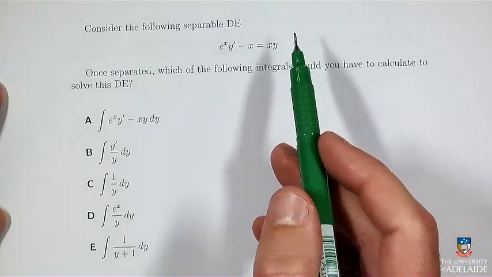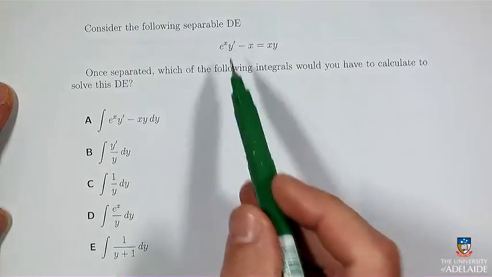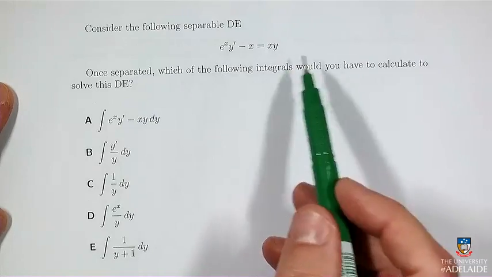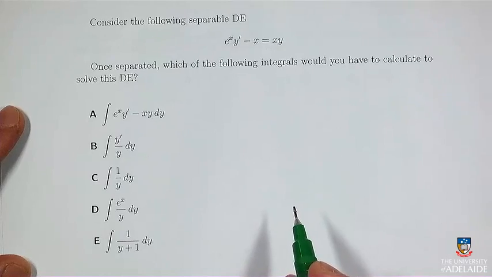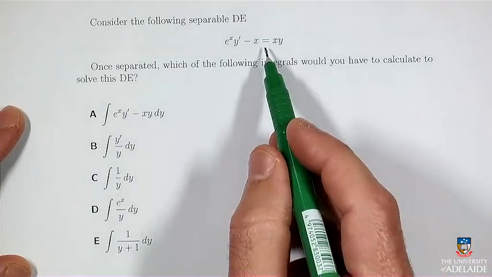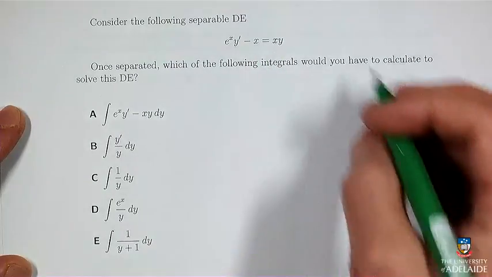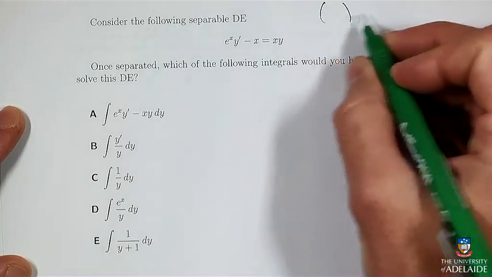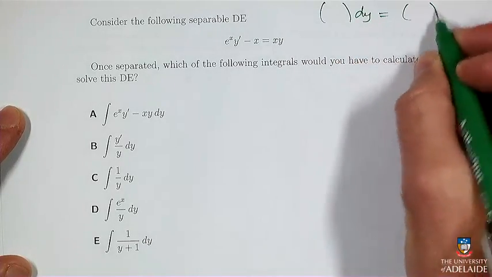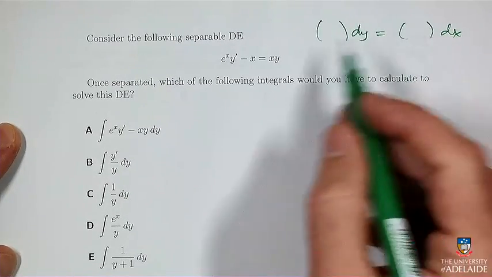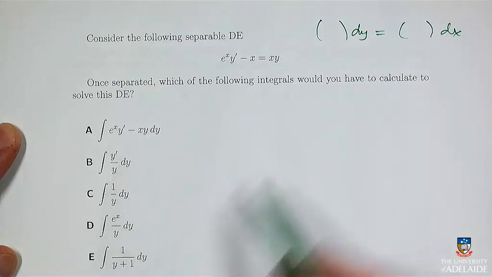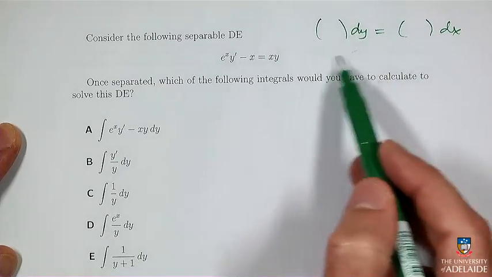What we have to do to actually solve this problem is separate this out. That's the only way to solve it. But we can immediately rule out a few. When you separate the DEs, the whole point is that you're going to end up with something to do with y dy equals something to do with x dx, and then you integrate both sides. So these are all integrals of dy. So the thing we're looking for is this.